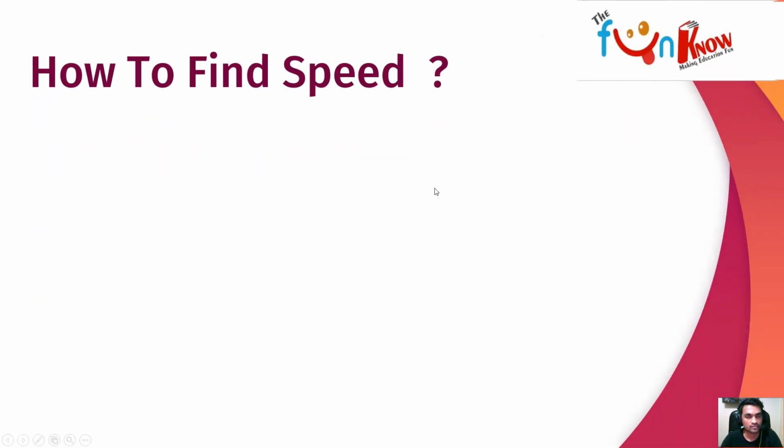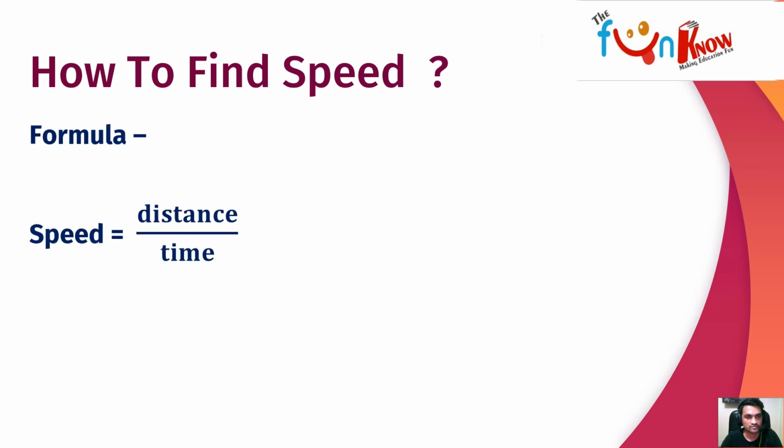So, how to find speed? To find speed of any object, you need two things: the distance traveled by the object and the time taken by the object to travel that distance. Here's the formula to find speed. Speed is equal to distance over time.